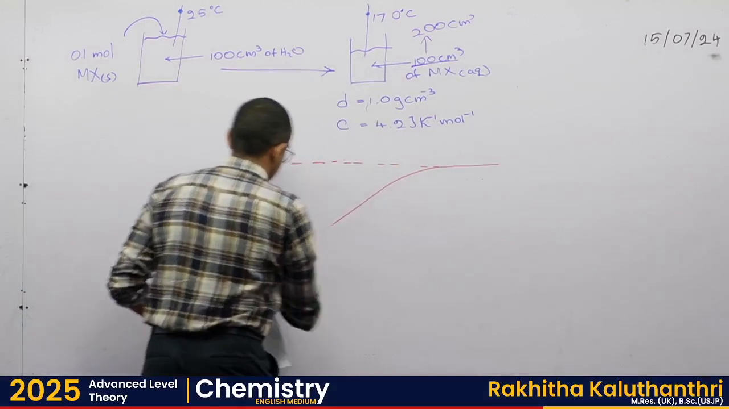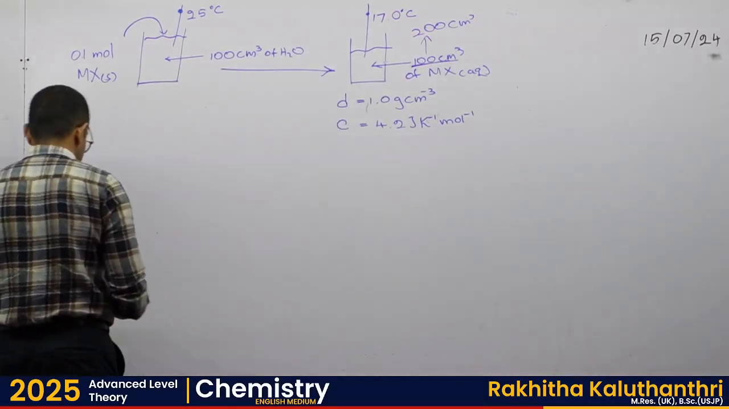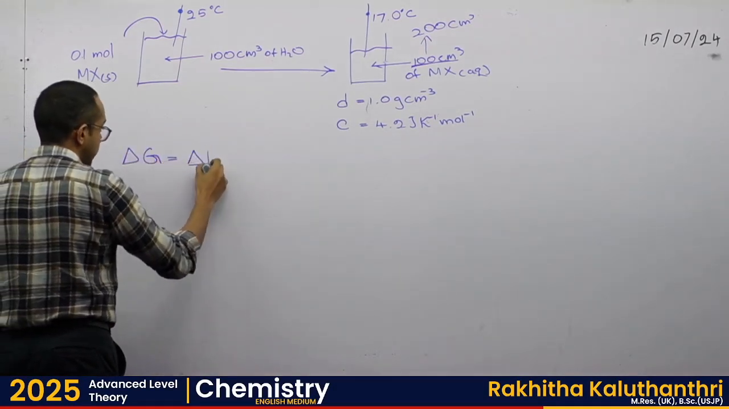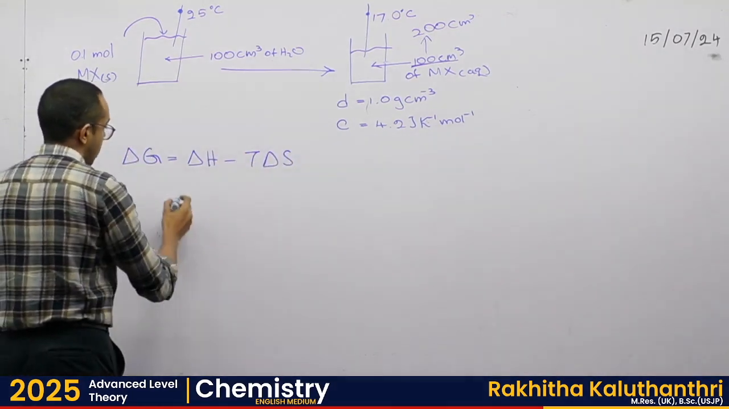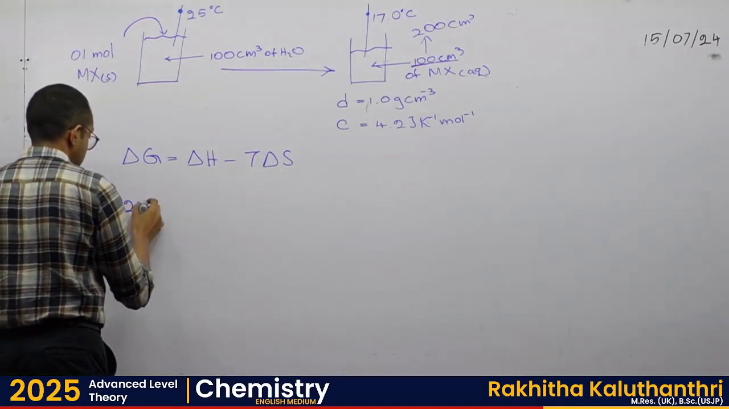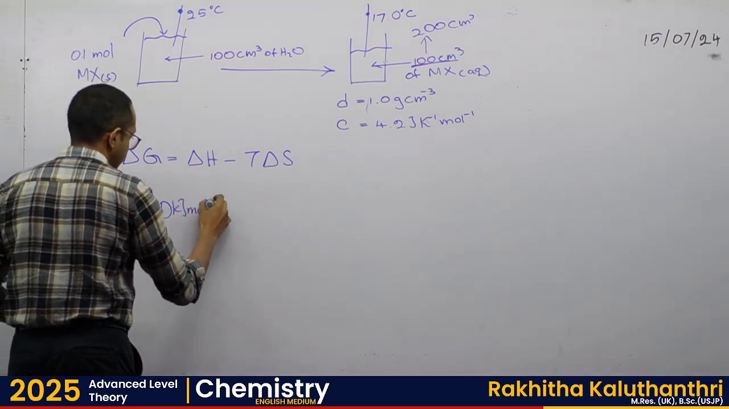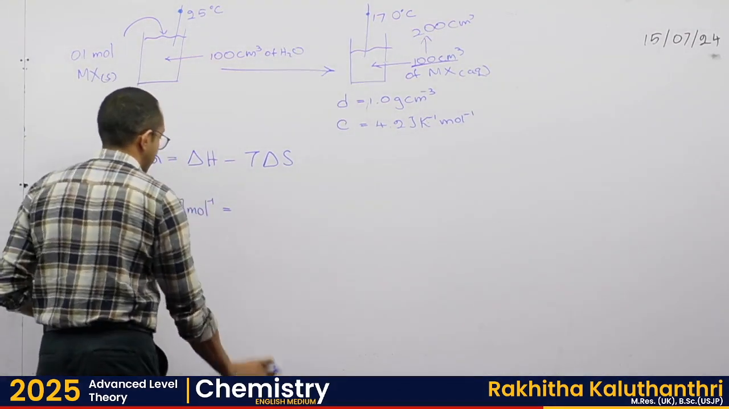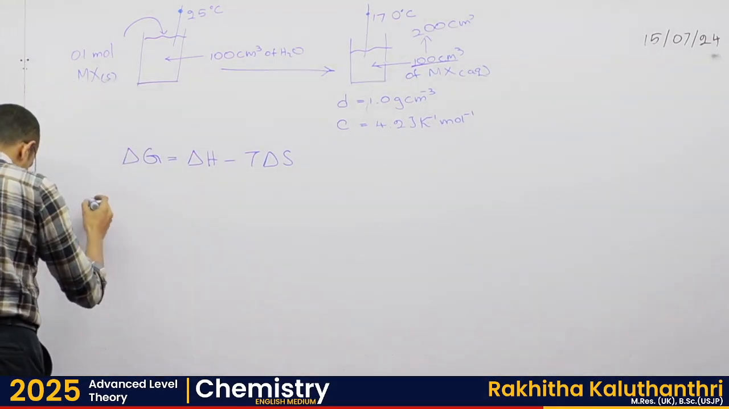So delta G, now this equation I'll have to keep on the board for the next one as well. Delta G is equal to delta H minus T delta S. Delta G, they say, was minus 26.0 kilojoules per mole. Now shall we keep everything in kilojoules per mole this time? It will be easier that way. But we are asked to calculate delta S, so we'll convert everything into joules per mole.